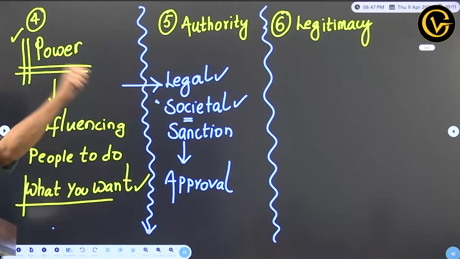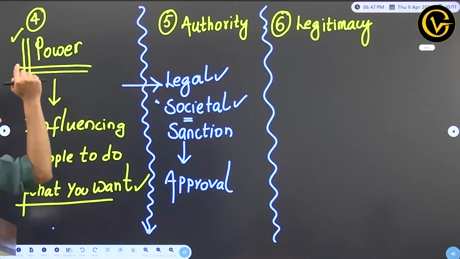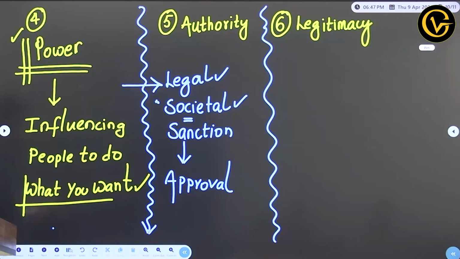Legitimacy means there should be acceptance also. Authority means according to law it is okay, or according to the societal standards it is okay, or according to the societal morals it is okay. That gives authority.